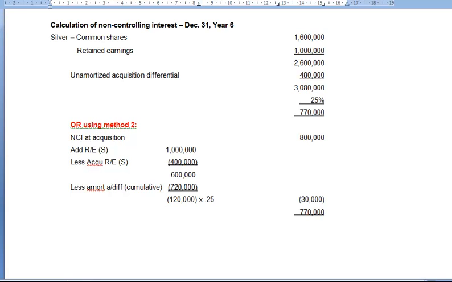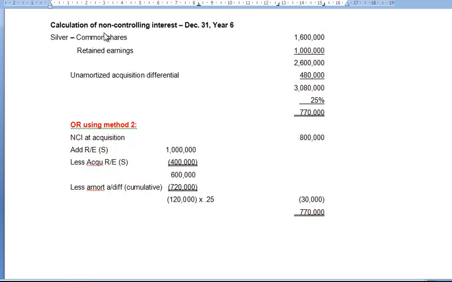Hi folks, welcome back to our second video on this problem, and we're going to focus now on calculating non-controlling interest at the end of the current year so that we can put that on our balance sheet. Now don't forget, your textbooks suggest that there are two ways you can do this. The way that I normally do it is because I calculate using this first method here, but I've done both just in case somebody wants to use the second method.